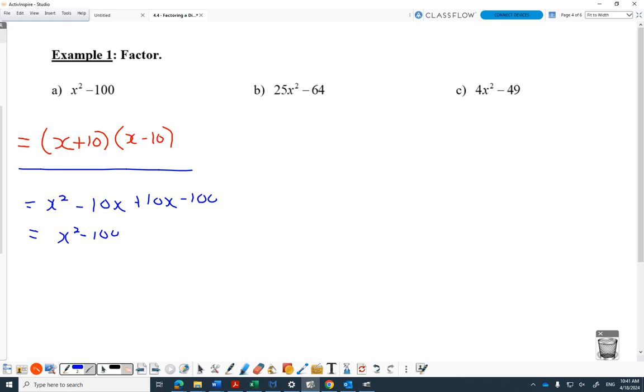Well, let me show you how the grade 11s do it, because they have tougher examples. They just put a little arrow out from the 100, and they find the square root of 100.